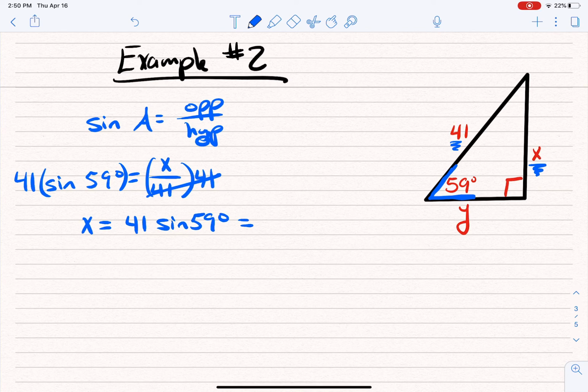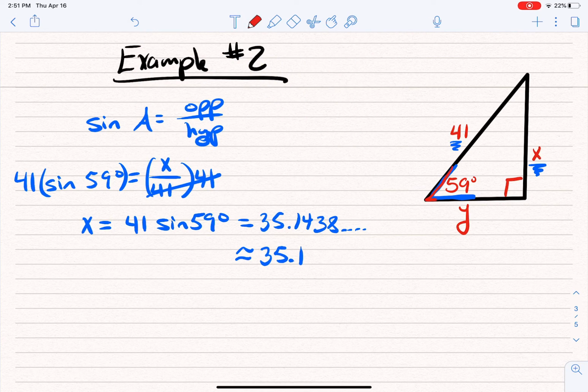And if I plug that into my calculator, say 41 times the sine of 59 degrees, I get that that's about 35.1438... So I'd say, well, for all purposes, that's about 35.1. That's what x is. X is about 35.1. Well, now let's try y.